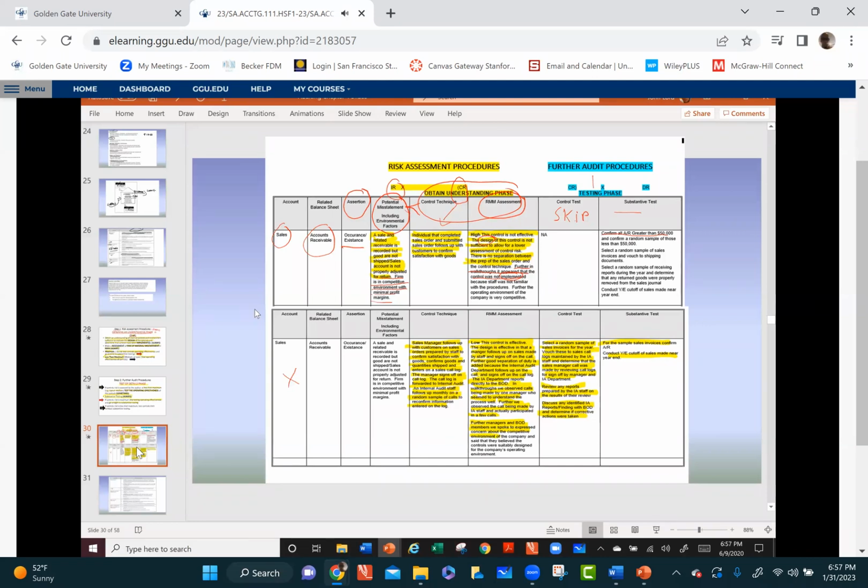I'm in my testing phase, but I'm going to bypass the testing of the controls here. I'm going to skip it because I don't think the controls are effective. I assess the risk of material misstatement at high, at the maximum. So I go over and look at my substantive column.